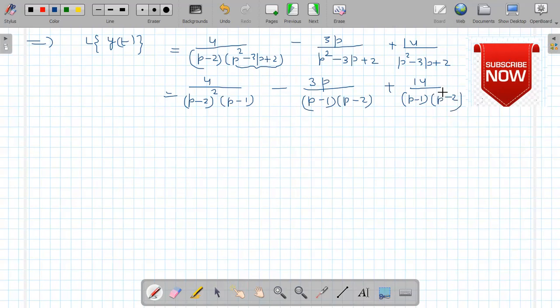Now we'll take the Laplace inverse of each term. Now taking inverse Laplace transform on both sides.